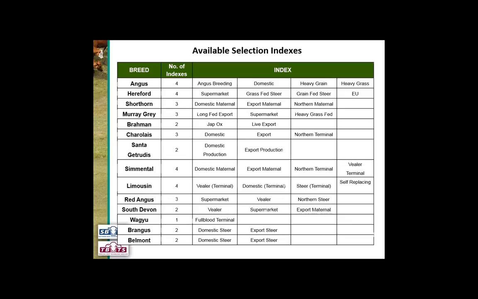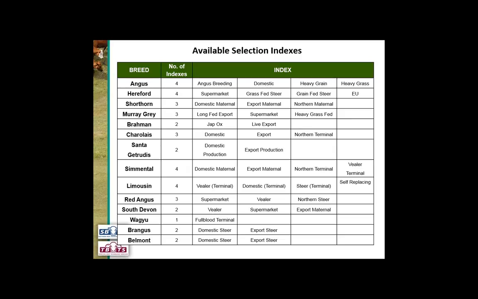Each breed has a number of indexes which may range from 1. In this example, there is at the moment just the one Wagyu index, which is a full blood terminal index, whereas breeds such as Angus and Hereford have 4 indexes, all targeting different markets. And in the case of Limousin, for example, there are 4 different indexes, some of which are what we call terminal indexes, and one of which is self-replacing. I'll explain that a little more as we go through.